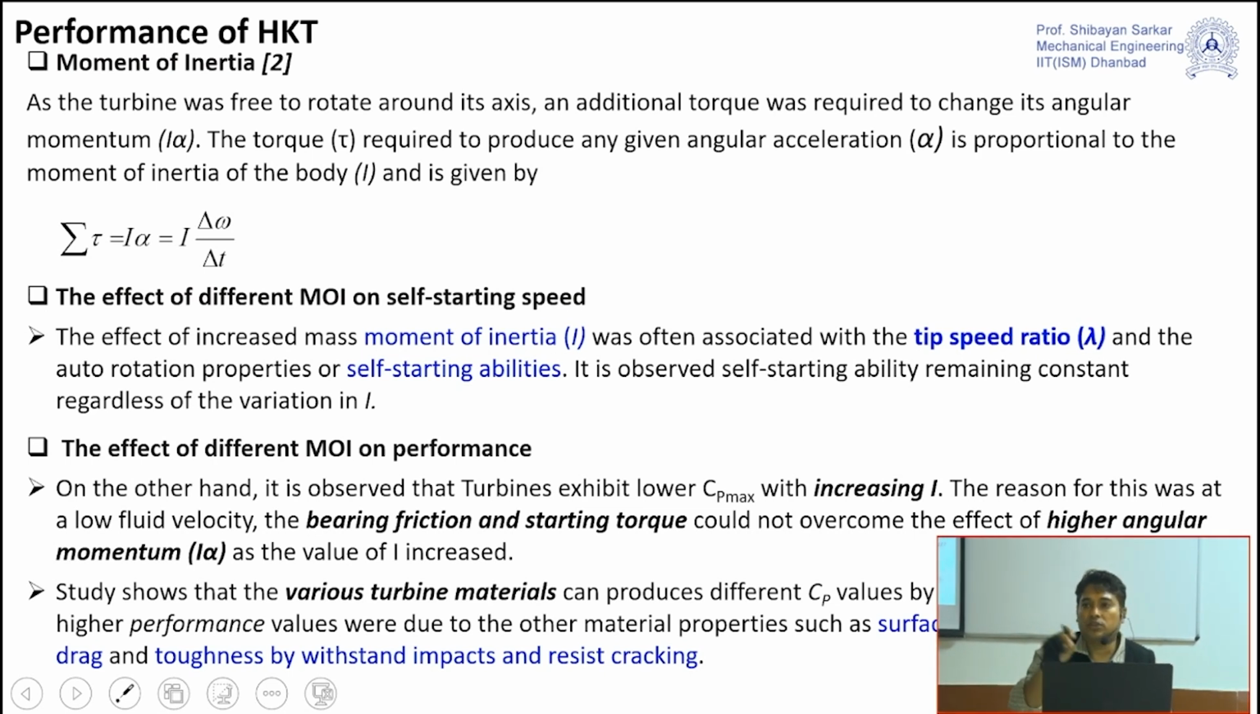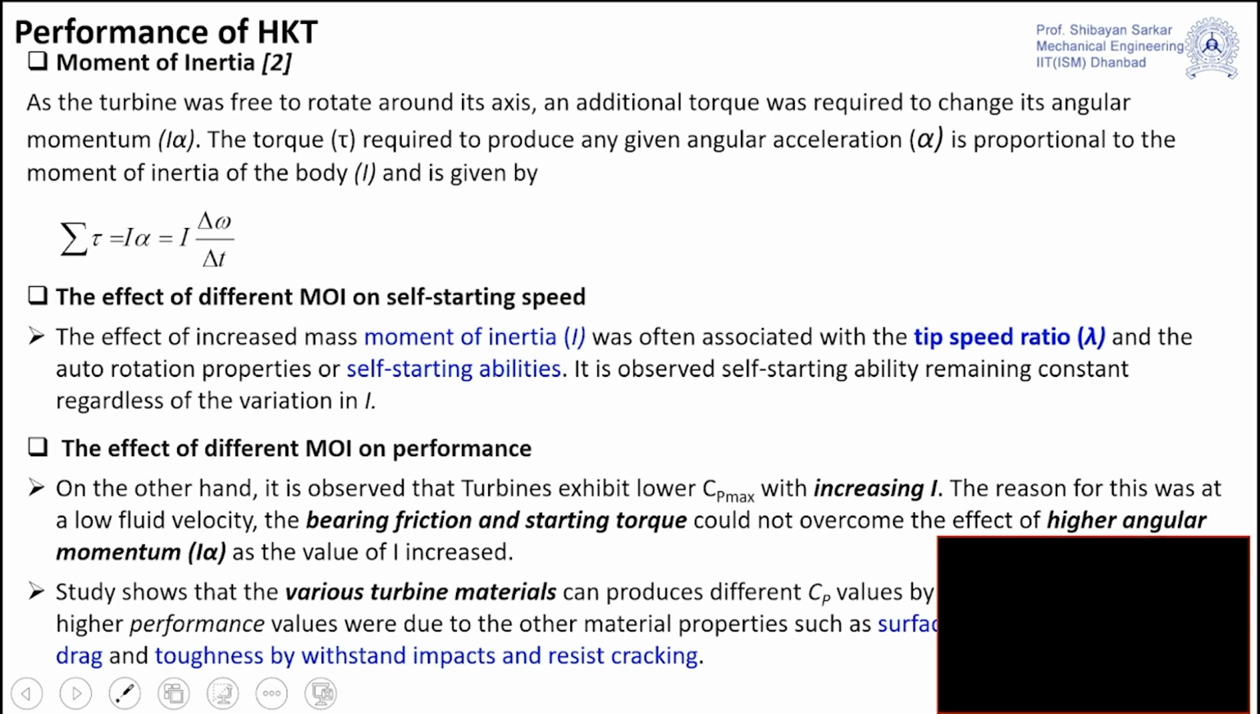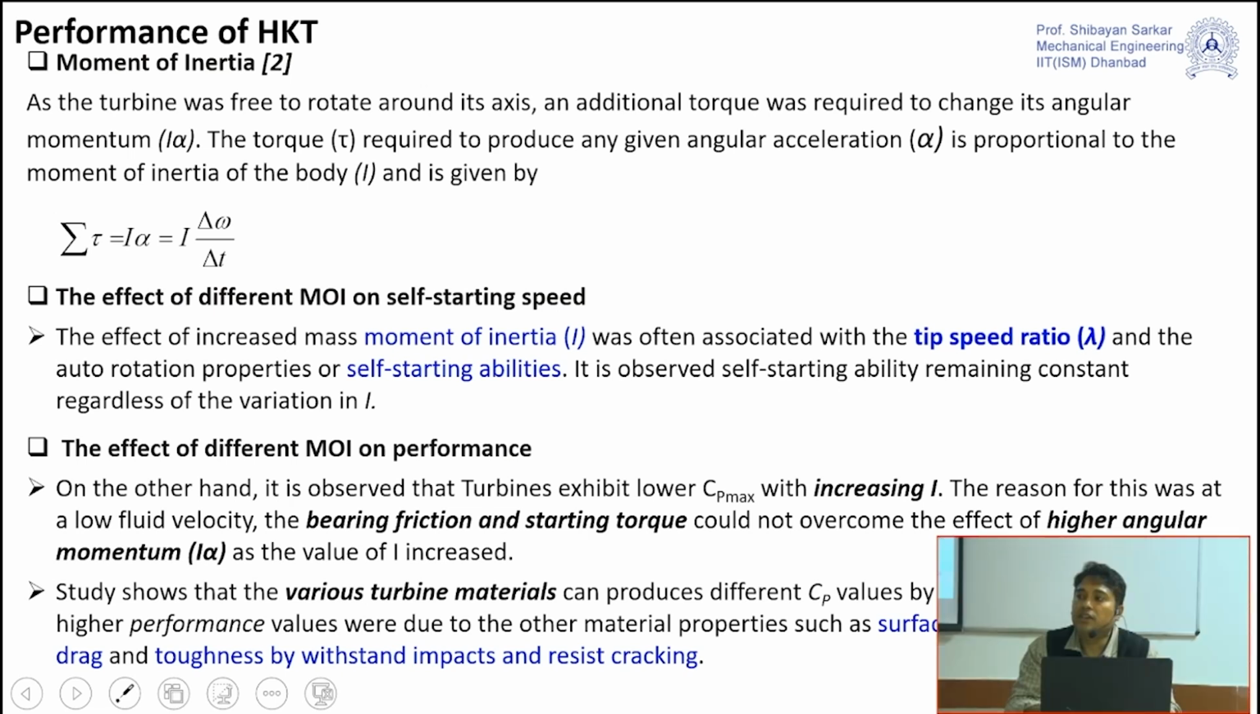I have shown you this picture. Here a certain extra amount of torque is required to rotate it initially, so the material should be such that it does not create any hindrance to rotating this turbine. So lighter material is always preferable, so that the self-starting torque problem can be removed.